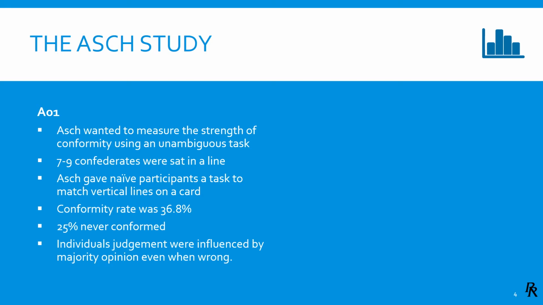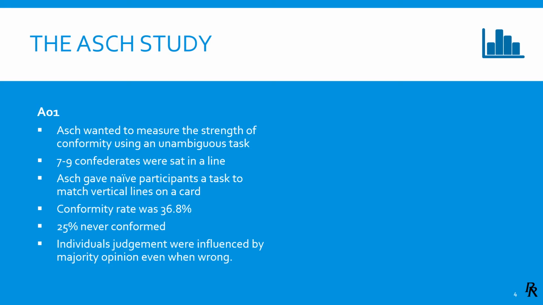The dependent variable was who would conform to the confederate and give the wrong answer, having heard their answers first. The naive participants conformed to the wrong answer 36.8% of the time. 25% of those participants never conformed. There was also a control trial, with no confederates, to check that the task was unambiguous. Mistakes were made only 1% of the time, which is far less than under the experimental condition.